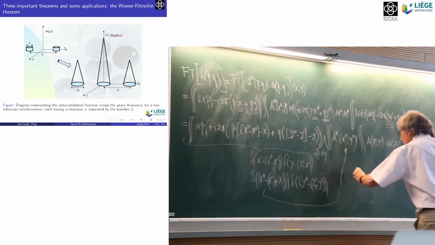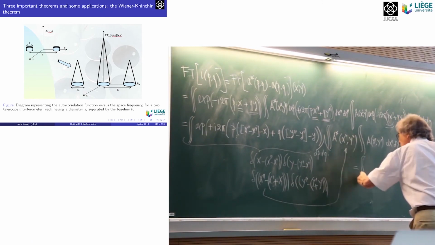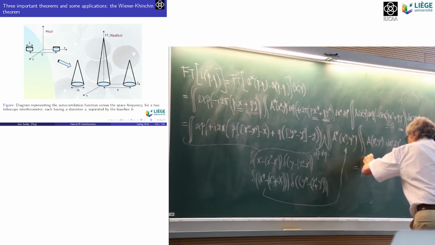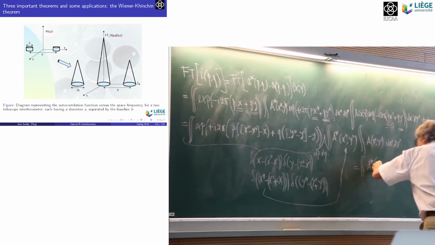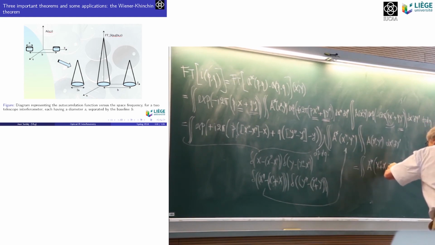And it will be finally equal to a double integration. Now x second will be equal to x prime plus x. So it will be x prime plus x, comma y prime plus y, of course, and now multiplied by the conjugate of the amplitude at x prime, y prime, dx prime dy prime. And this is the autocorrelation of the distribution of complex amplitude in the pupil plane. So this is what we wanted to demonstrate.